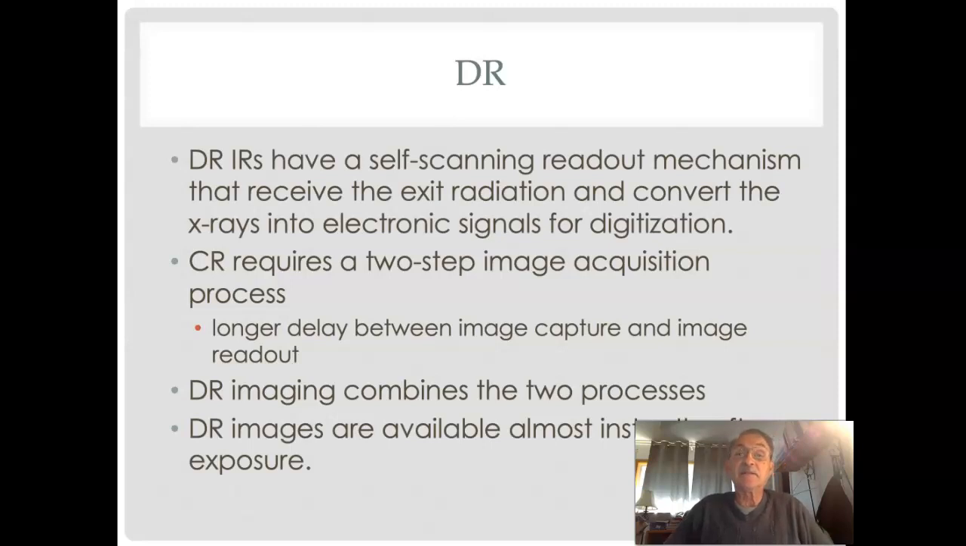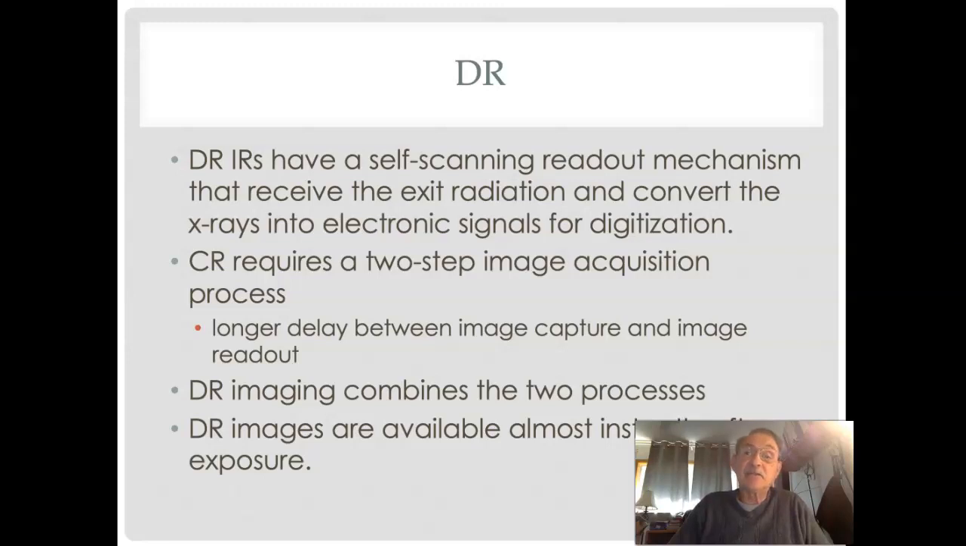So let's talk about DR, where the image receptors have a self-scanning readout mechanism that receives the exit radiation and converts the X-rays into electronic signals for digitization. The large difference here is that DR cassettes, or what we call thin film transistors, flat panels, have a variety of different names, it is a process that happens very quickly and at the same time, as opposed to the CR system, taking the image receptor and putting it separately into an image plate reader for processing.